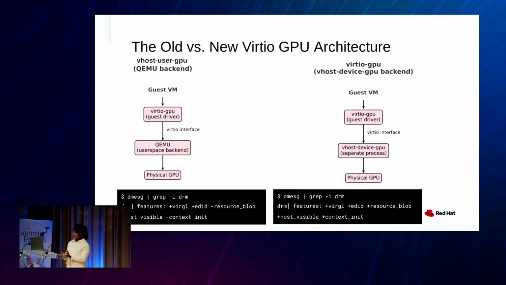For the context initialization, just to give you a brief overview, it's a Virtio GPU feature flag that allows the guest to request and use separate GPU contexts, instead of everyone sharing one GPU context. And this is important in a multi-VM GPU sharing setup.